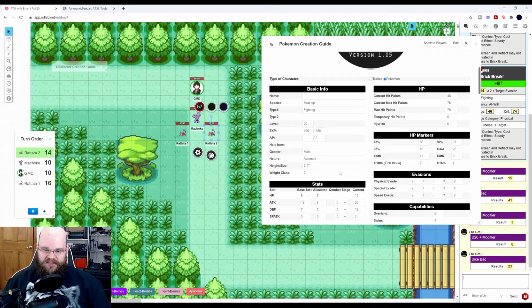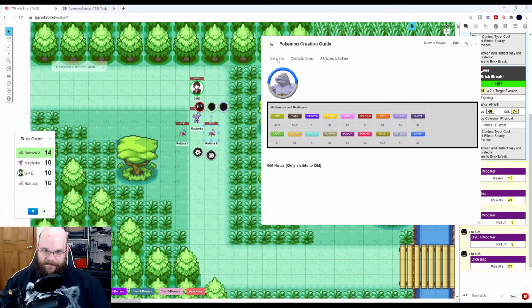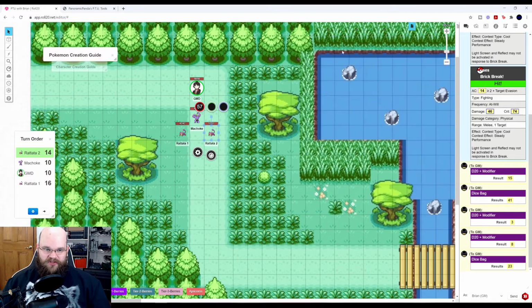Now Machoke has defense of 12. Reduces that then to 11, but he resists dark by half. So 11, half of that rounded down is 5. So Machoke is going to take 5 damage now.